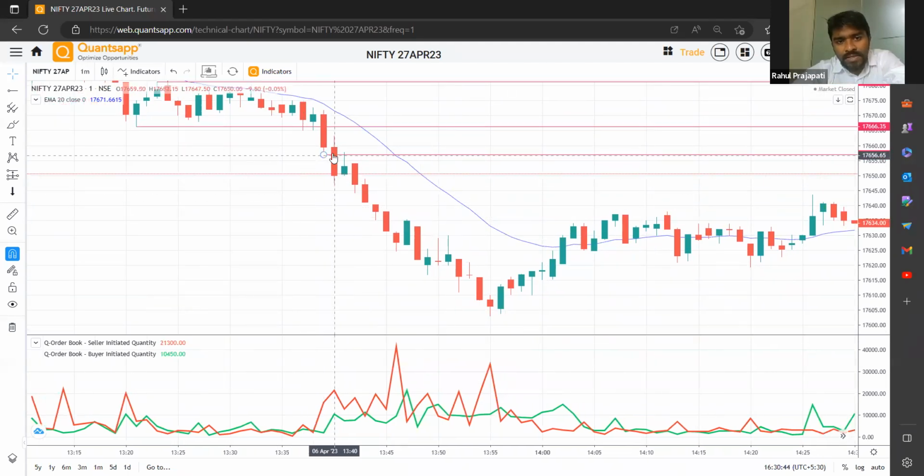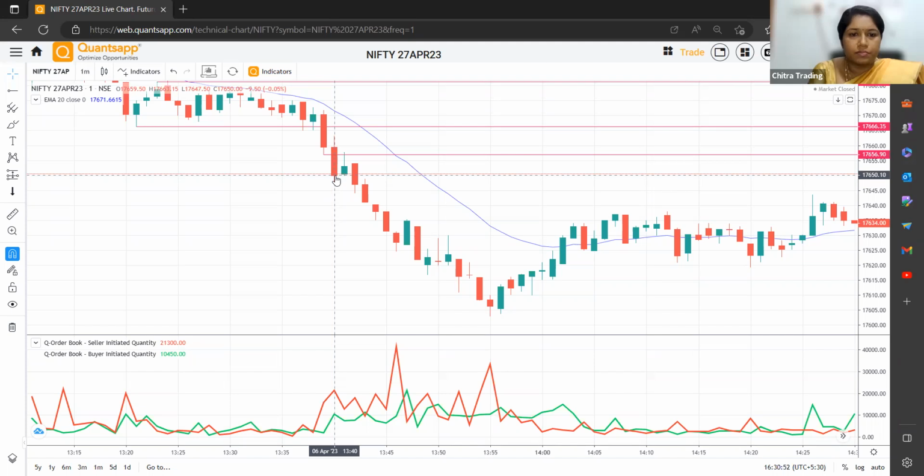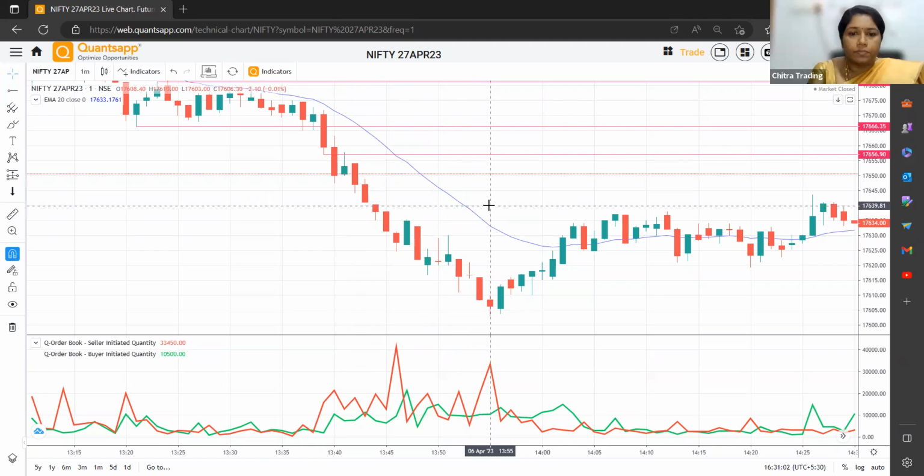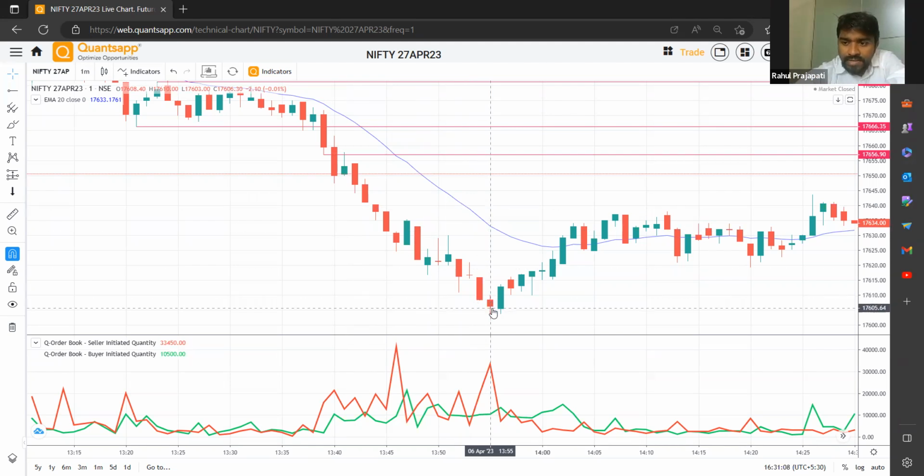Now see what happens on the next bar. The market formed a red candle, and you can see the quantity again: 21,000 and 10,000, a huge quantity. Now again 12,000. If you keep checking till this point, the sellers are always very aggressive. Till this point the market is exactly at 17,605. We got almost 50 points.